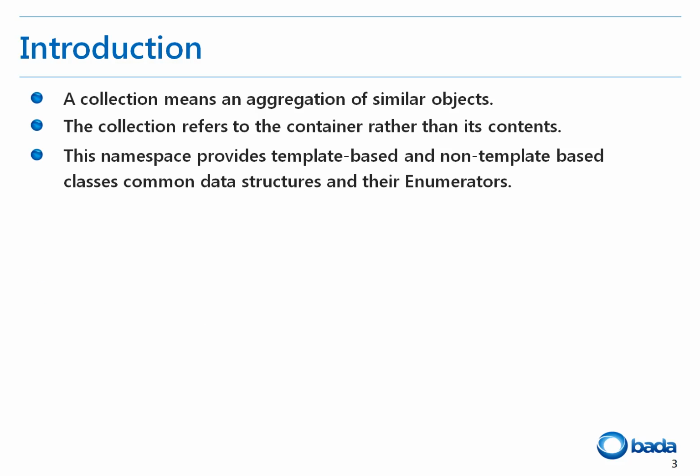The collection namespace contains classes and interfaces for various collections. A collection means an aggregation of similar objects. Imagine a stamp book with stamps from different countries. Each stamp has its own features, but in the end, they all form a collection of stamps. The point of this example is that the collection refers to the container rather than its contents.